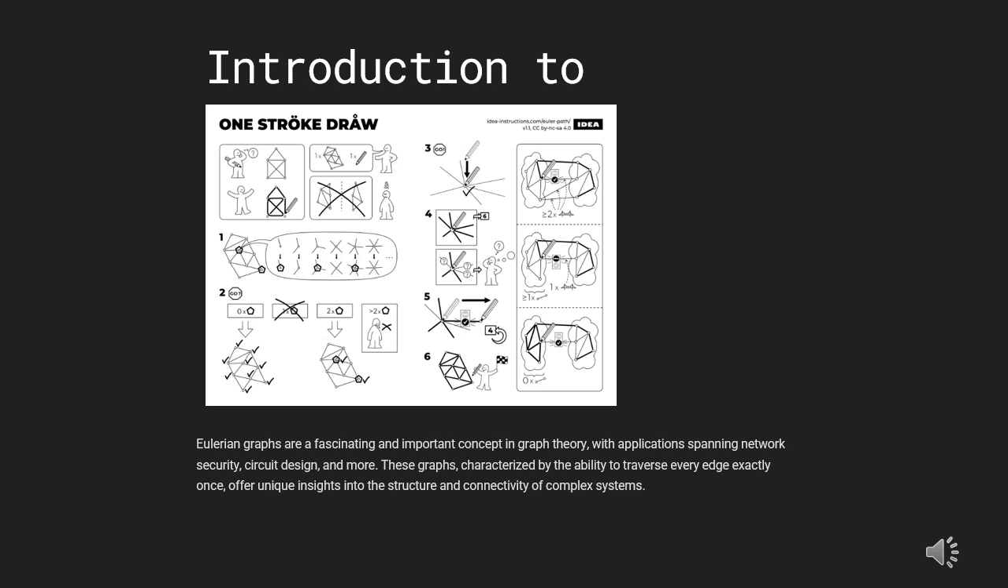Eulerian graphs are fascinating and important concepts in graph theory, with applications spanning network security, circuit design, and more. These graphs, characterized by the ability to traverse every edge exactly once, offer unique insights into the structure and connectivity of complex systems.